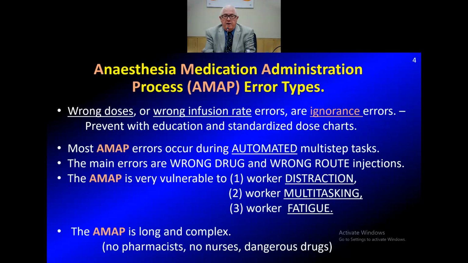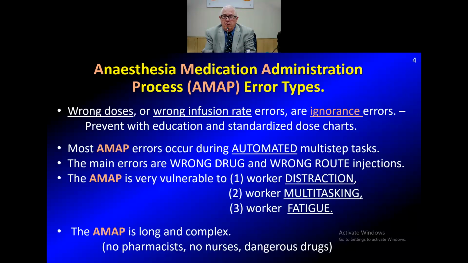So I'm going to talk now in more detail about anesthesia medication administration process errors. That abbreviation is AMAP, and I'll be using it a few times throughout this lecture. The commonest errors, errors of wrong dose or wrong infusion rates, are ignorance errors, and they can largely be prevented by continuing medical education of anesthesiologists and providing standardized dose charts as references in the operating room on how to dilute unusual drugs or dilute drugs for infusion.